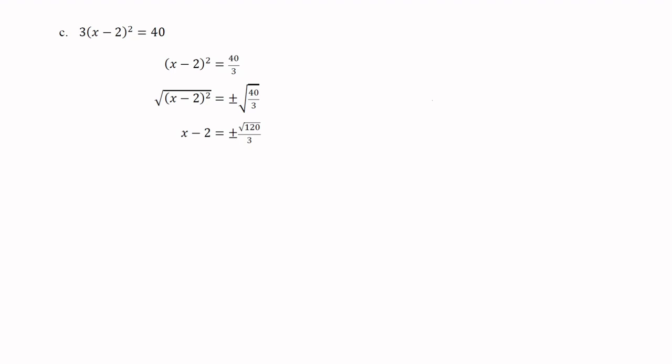When we rationalize our denominator, we multiply the top and the bottom by the square root of 3. And then we're going to add 2 to each side, and we'll go ahead and simplify the square root of the numerator to 4 square root of 30, because we can simplify it down to 16 times 30.